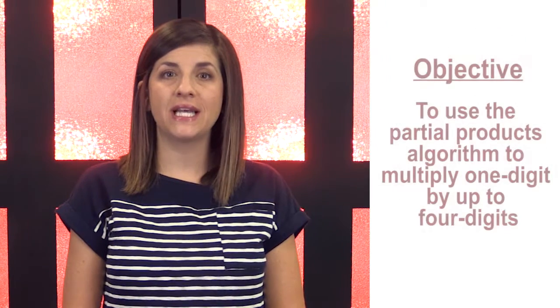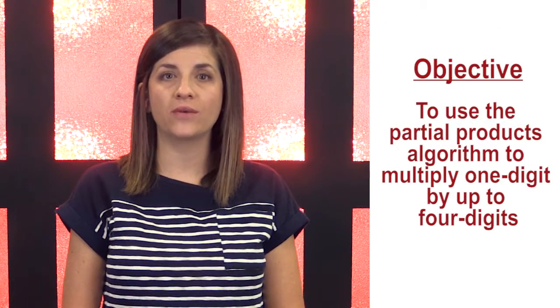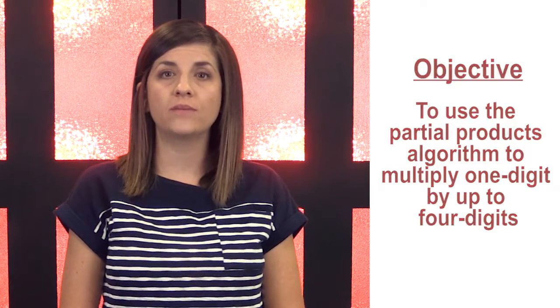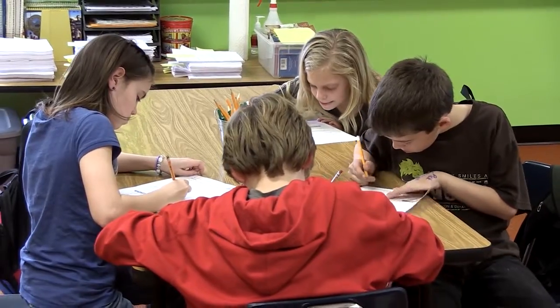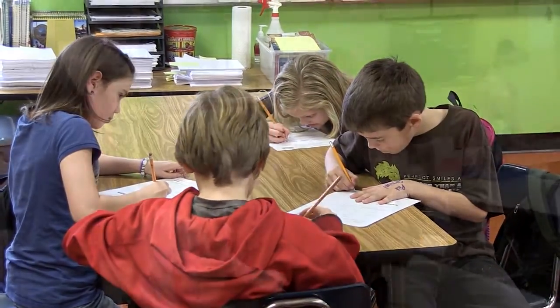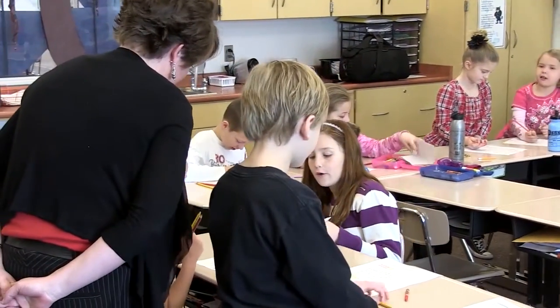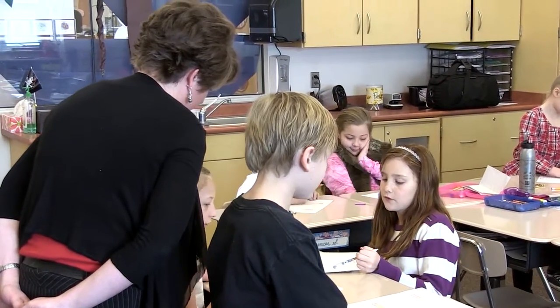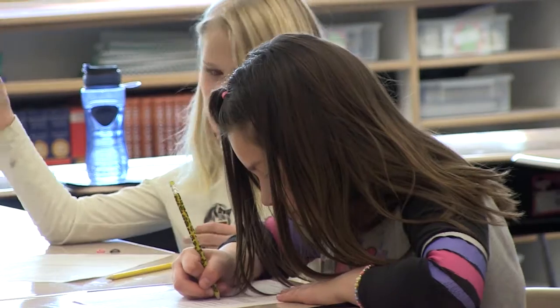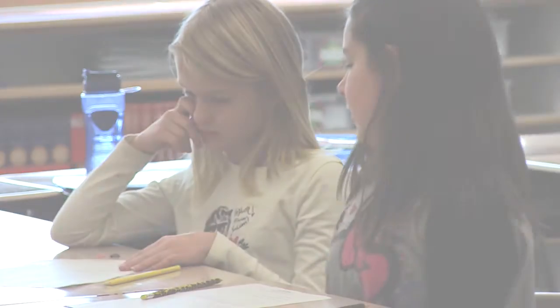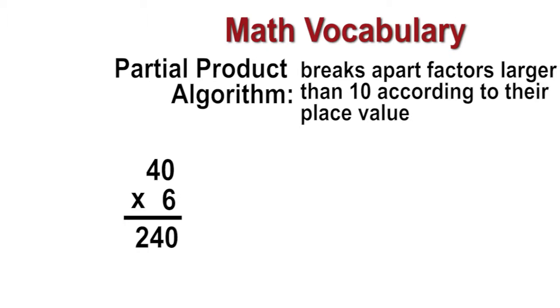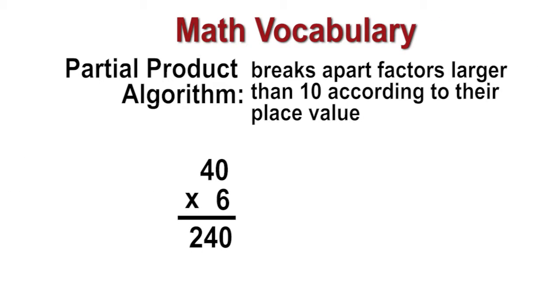The objective of this lesson is to use the partial products algorithm to multiply one digit by up to 4 digits. In previous lessons, students used area models to multiply multi-digit problems. Students should be able to multiply using the partial product algorithm without drawing the area models. But some students may need to use the model until they are confident in the transition to the partial product algorithm.